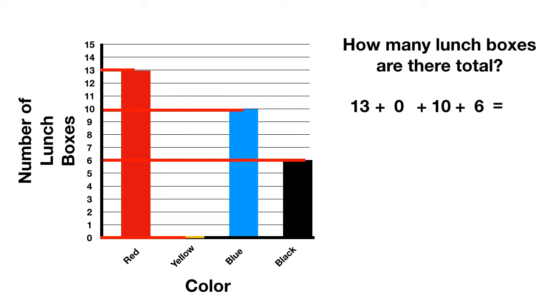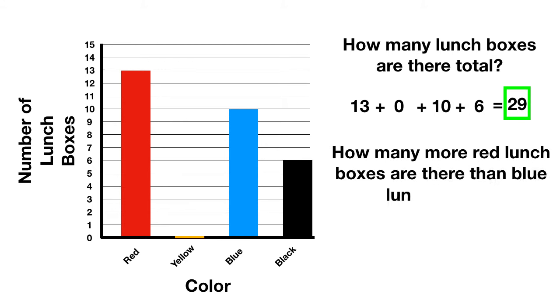When you add this all up, how many lunchboxes are there total? 13 plus 0 plus 10 plus 6 gives you a total of 29 lunchboxes. Here's your next question. How many more red lunchboxes are there than blue lunchboxes? Well, to start, how many red lunchboxes are there? We can see the bar for red goes to 13, so we have 13.